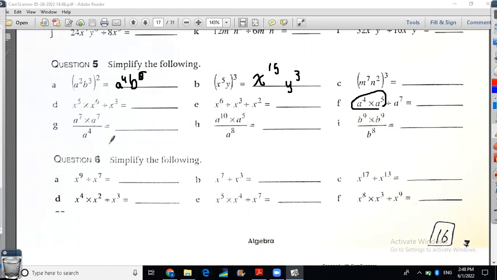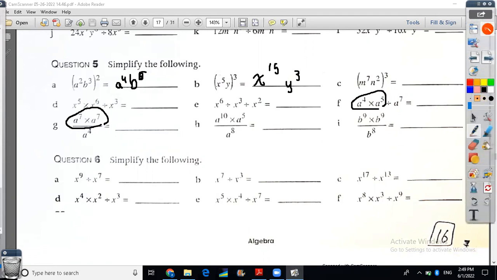Question D and question E, everything is the same. Here, when you have fractions, it's exactly the same way as if you're dividing here. You just go again first to multiply a to the power of 7 by a to the power of 7. Then you divide the answer by a to the power of 4. Don't forget that in multiplication, we add the powers. In division, we subtract the powers. Question 6, everything is just the same. Let's move to the next page.